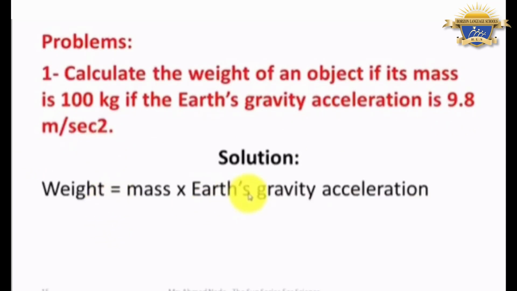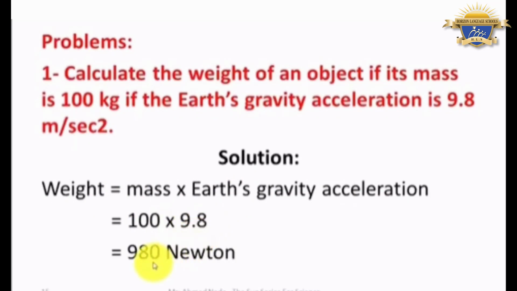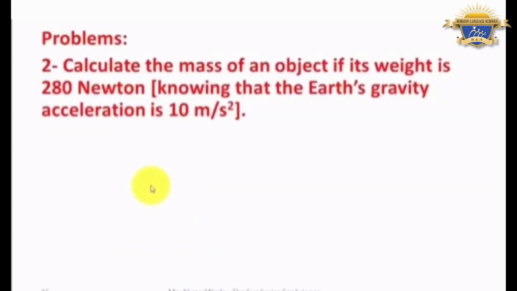It is very important. Weight equals mass times Earth's gravitational acceleration, equals 100 times 9.8, equals 980 Newton.